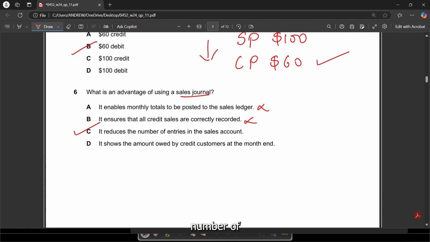It reduces the number of entries in the sales account because we record in the sales journal, we calculate the total, and we put it in the sales account. In the sales account, we will have credit sales as well as cash sales. So the number of transactions or recordings would be reduced. That's why C is the right answer.